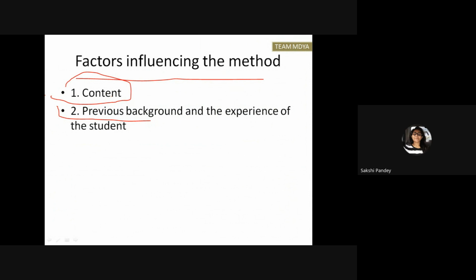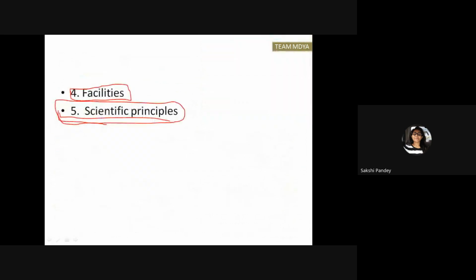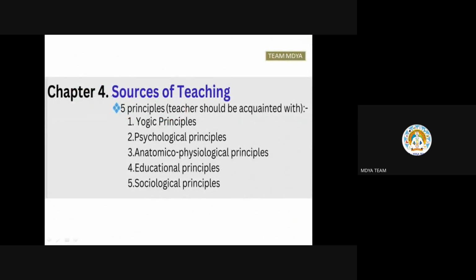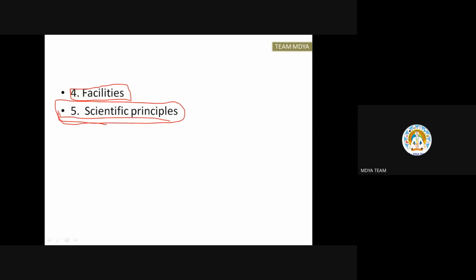Ma'am, I didn't understand these scientific principles. You see, first understand what the scientific principles are. So there are scientific principles in yoga, like anatomy and yogic principles, the principles that we will study in the next chapter. These principles we will study. These principles also affect the type of method we are using.